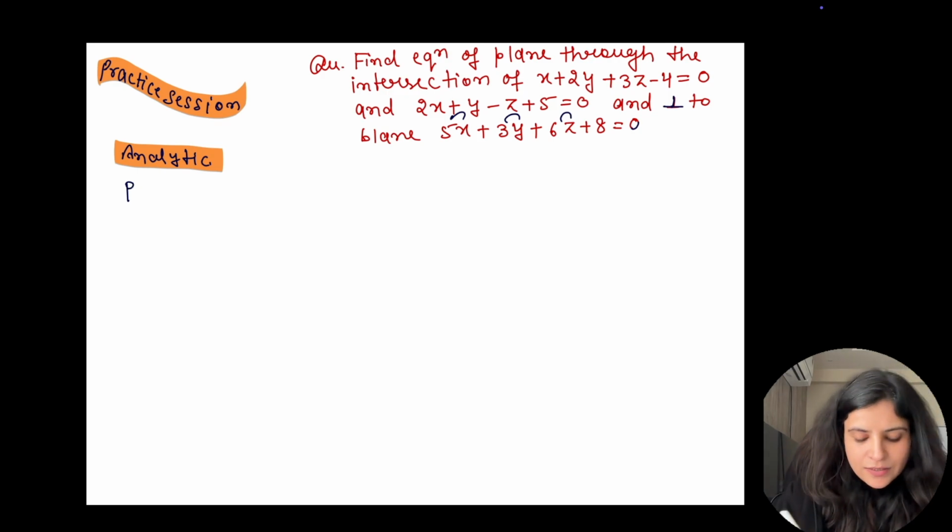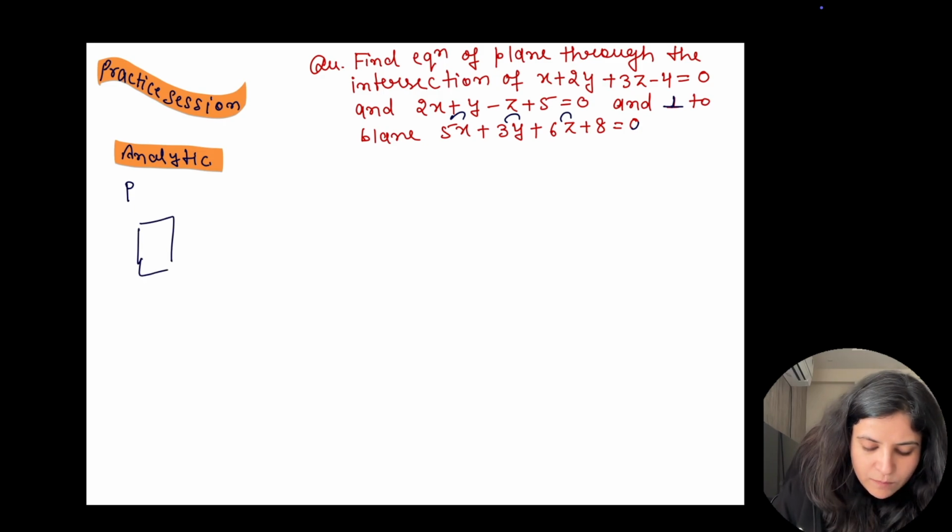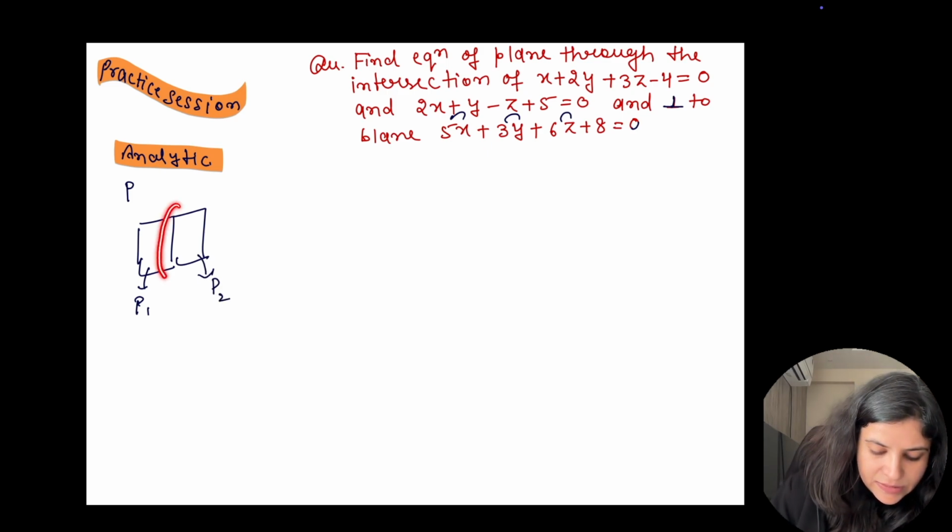So you know that two planes intersect in a line. So let's say this is P1 and let's say this is P2. And these two planes are intersecting in this line.